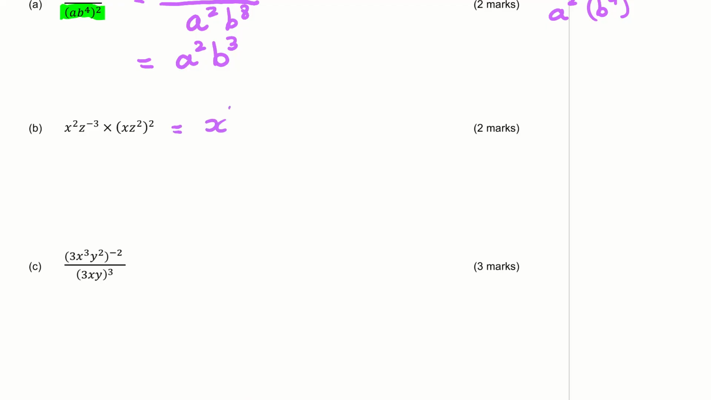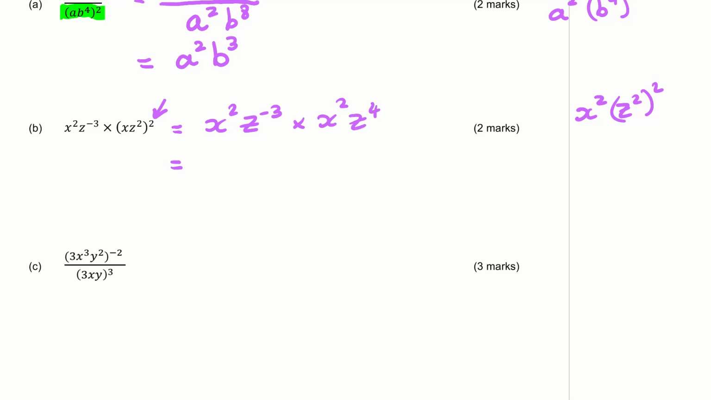So here we have x squared z to the negative 3. And once again, we've got a squared outside a bracket. It applies to both things in the bracket, so it's going to be x squared and z squared squared. So we have x squared and z to the 4.